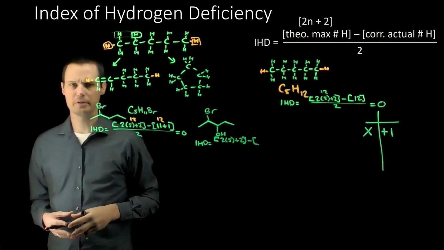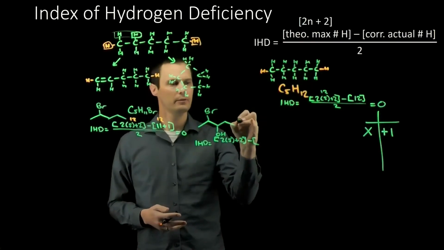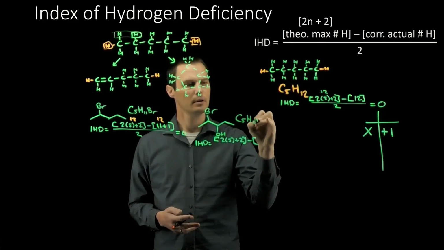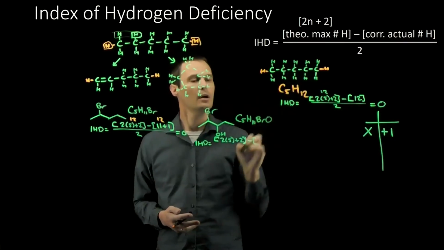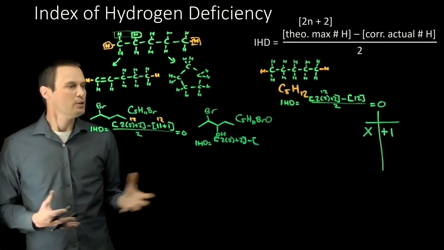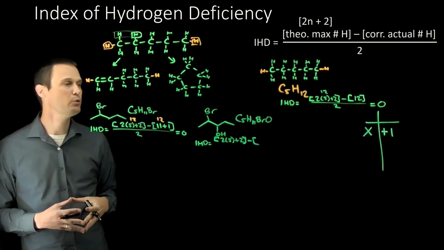What is the molecular formula for this molecule? Take a second. What is the molecular formula for this molecule? The molecular formula for this molecule is C5H12, excuse me, no, yeah, H11. C5H11BrO. So when I go to calculate the corrected actual number of hydrogens for this molecule, what do we do?